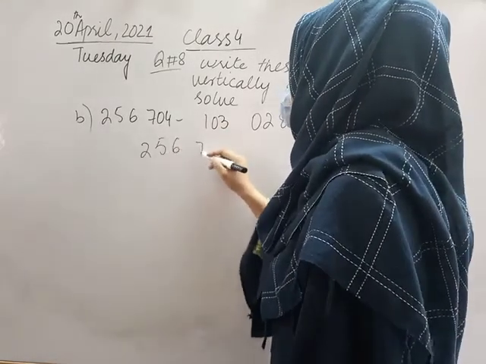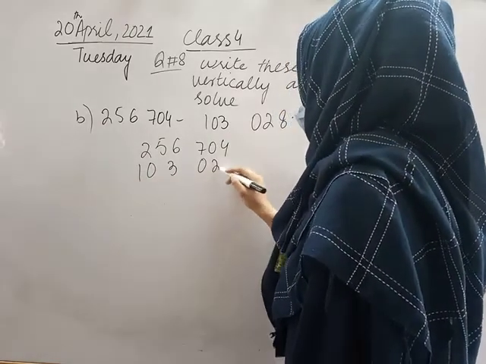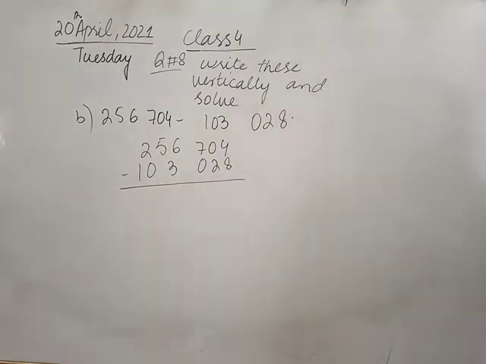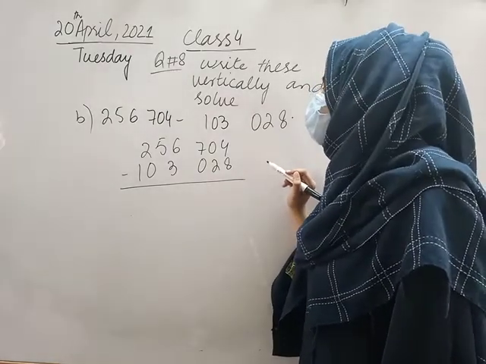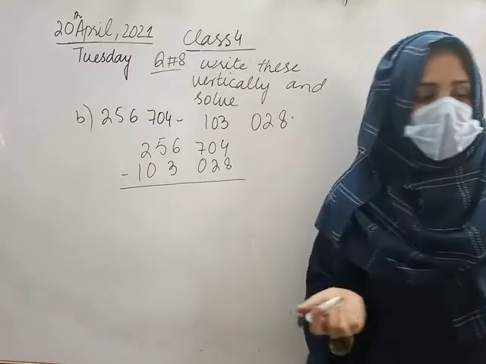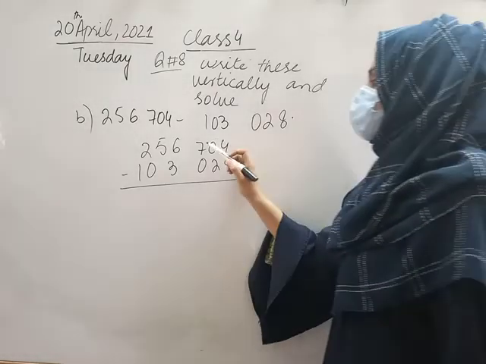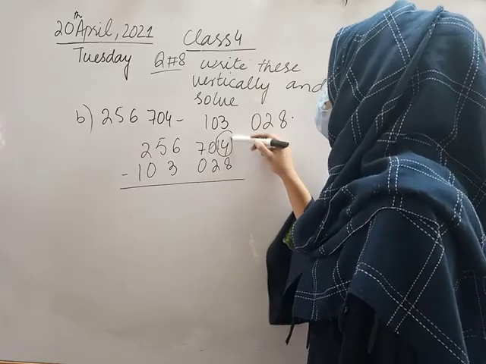256 space 704 and the second number is 103 space 028. Fine class. Okay. I'm starting from this side, which is 4 minus 8. So again we have 4 is smaller and 8 is greater. So is it possible to subtract 4 minus 8? No. So that's why we can take carry from the next number, which makes 14 minus 8.